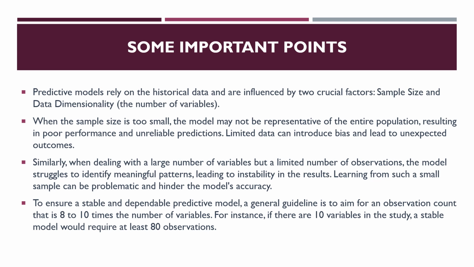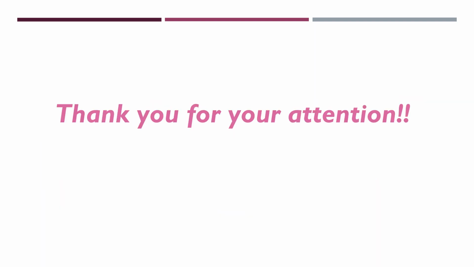To secure a stable and dependable predictive model, a general guideline is to aim for an observation count which is 8 to 10 times the number of variables. For example, if there are 10 variables in the study, a stable model would require at least 80 observations. So these are the important tips which are to be accounted for when you are doing any predictive modeling exercise.